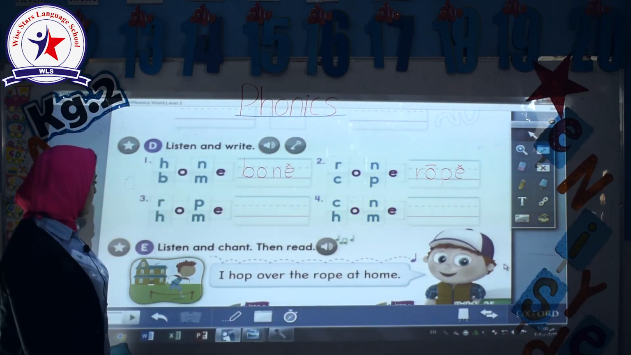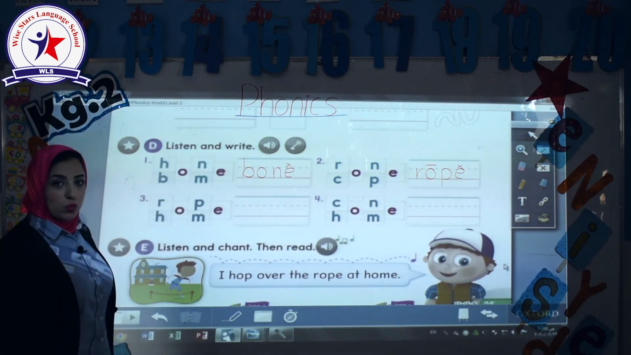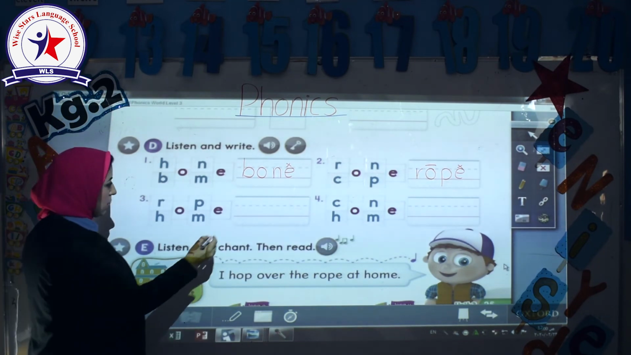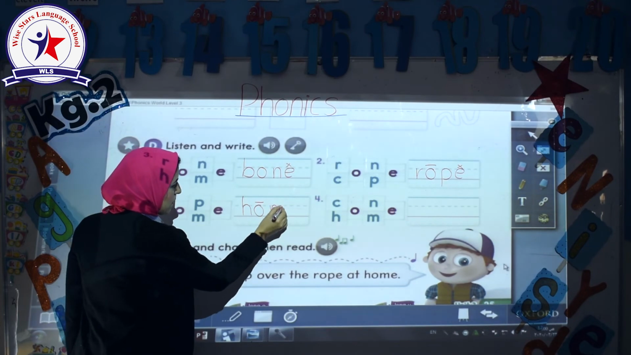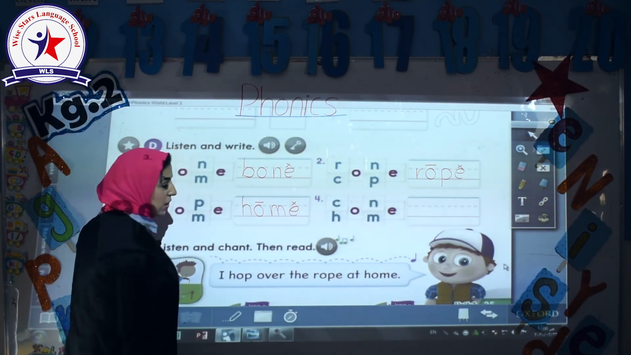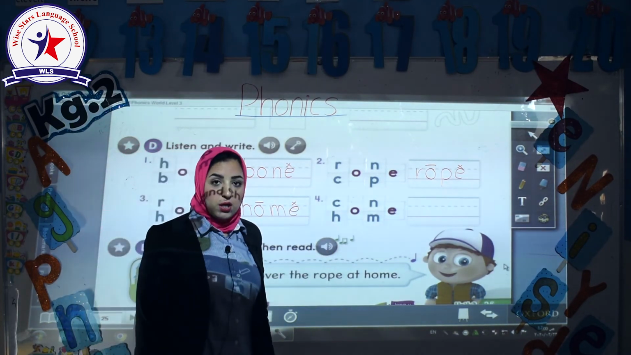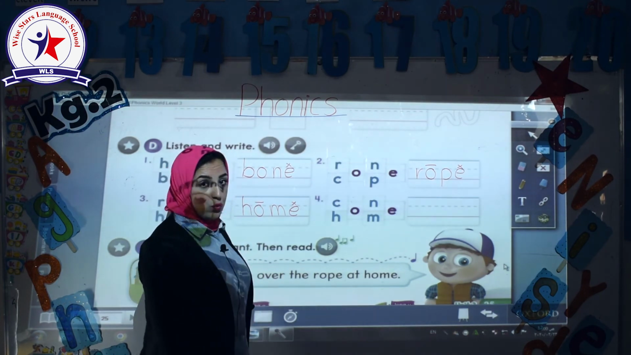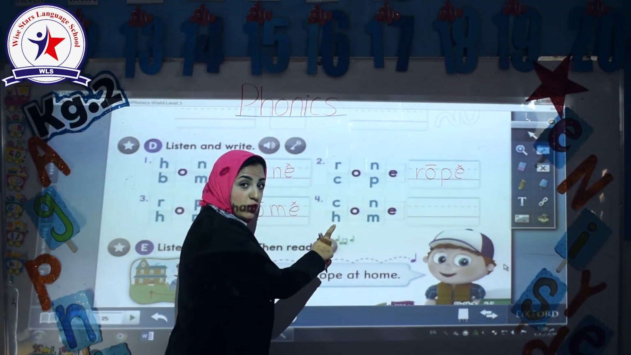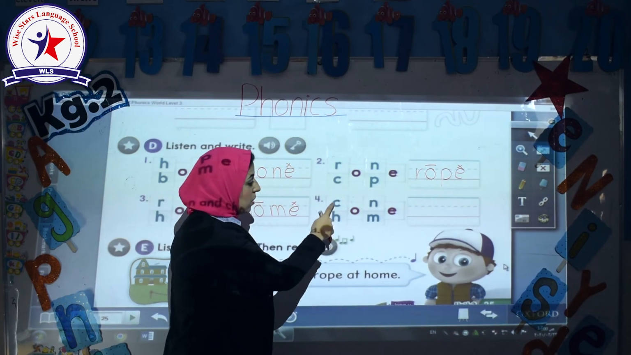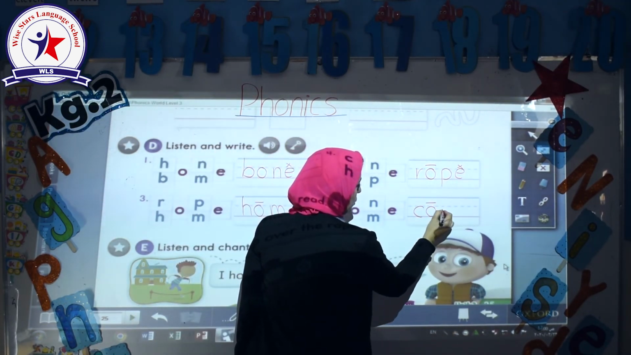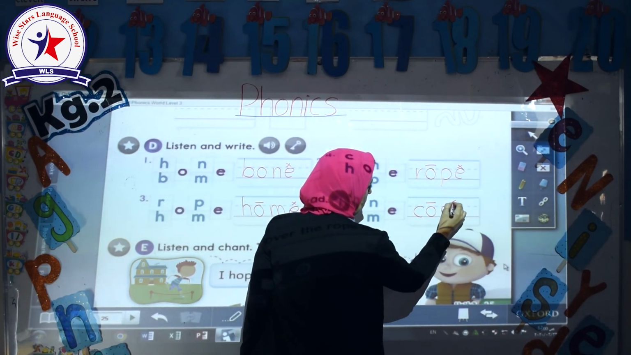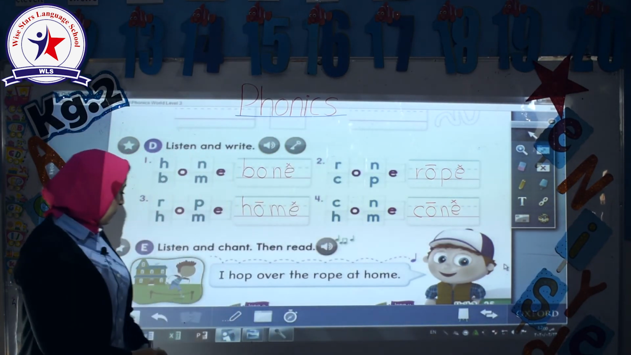Number three, home. H, O, M, and silent E. Number four, cone. This one or this one? K, K. This one. K, O, N, and silent E.